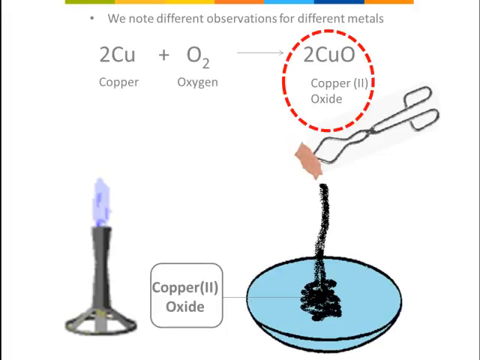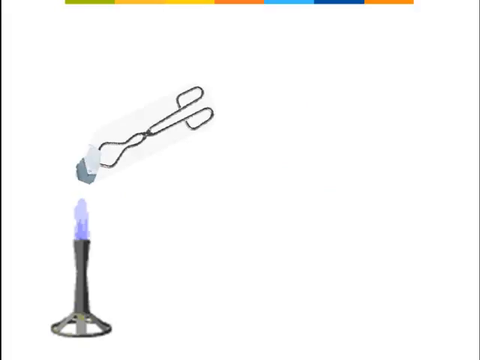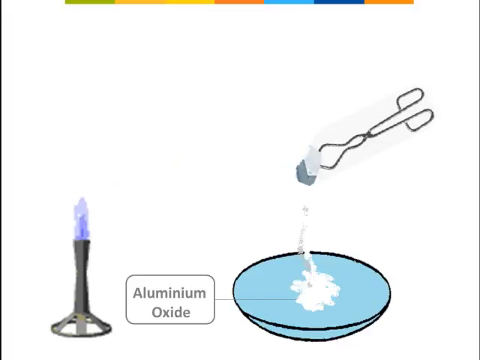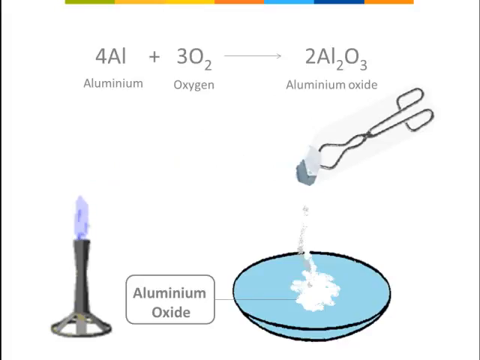Next, let us see what happens when aluminium is heated in the presence of air. Now look what happens here. When aluminium is heated, it combines with oxygen to form a white crystalline solid, which is known as aluminium oxide.